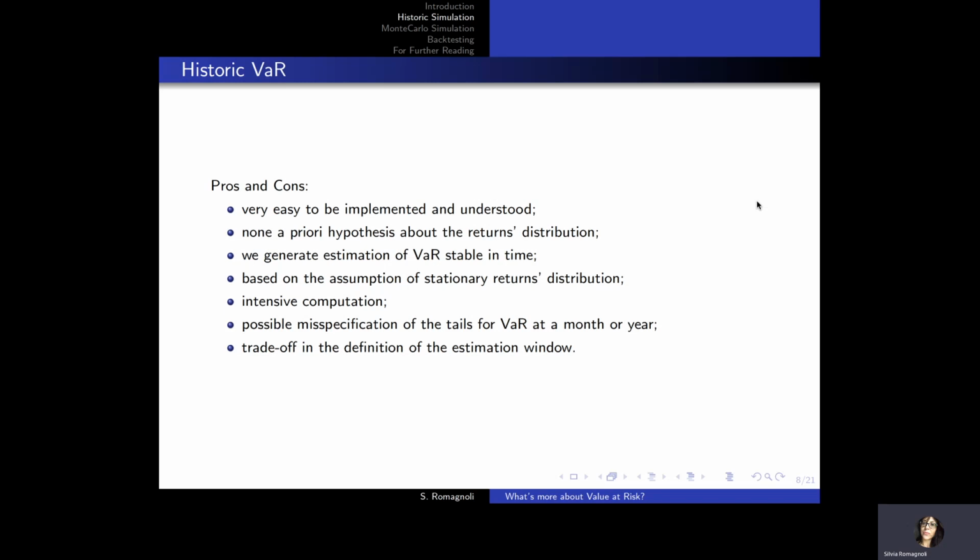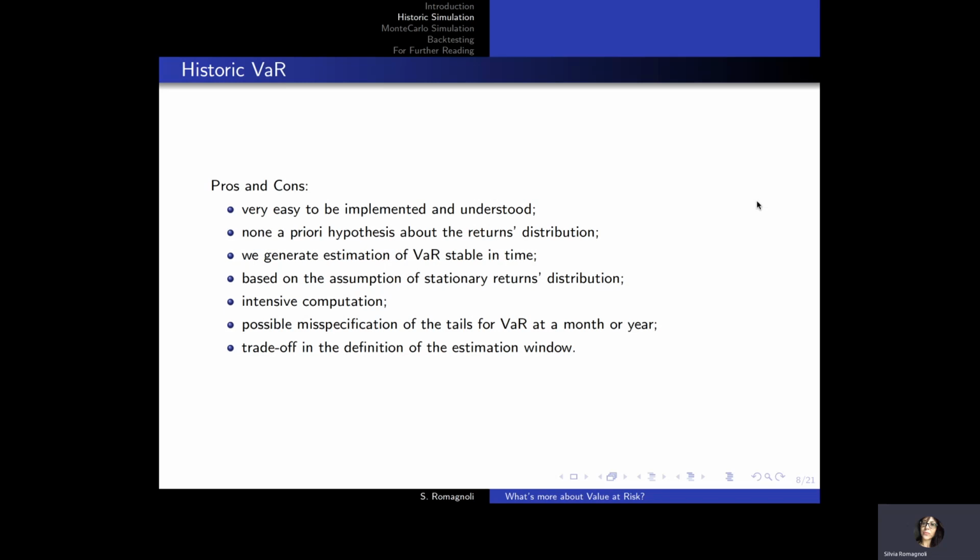On the other hand, we have some drawbacks. So first of all, this method is based on the assumption of stationary returns distribution, which is not always supported by empirics. Moreover, it might request an intensive computation due to the full evaluation feature.